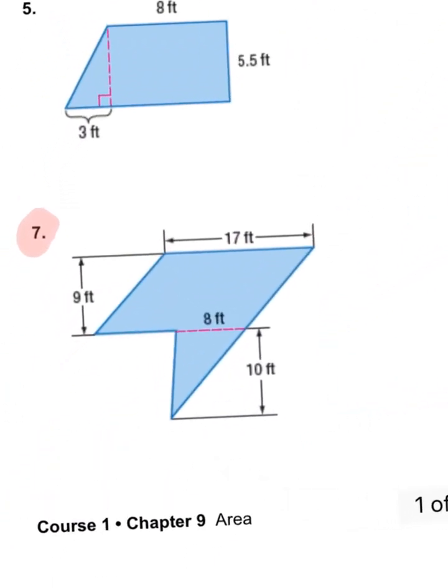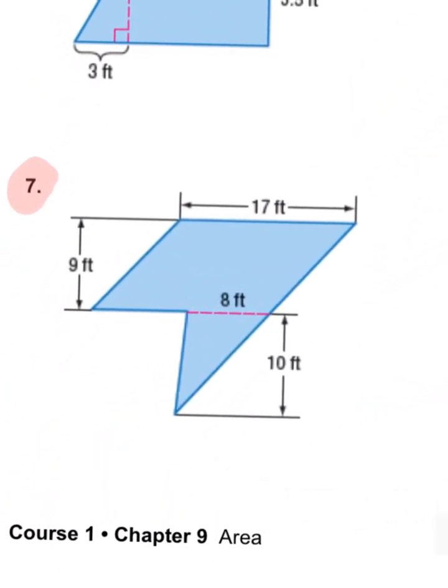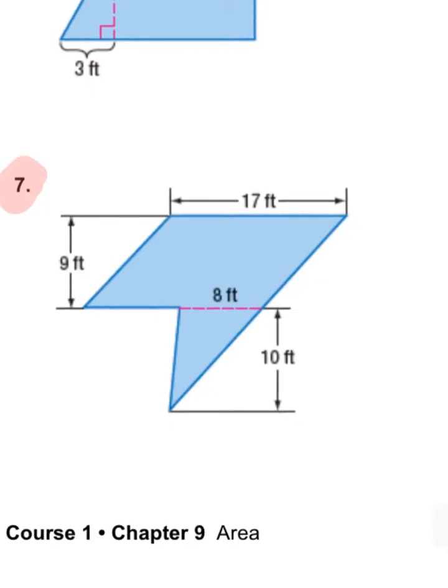Let's go down to number 7. This one looks a little fun, but I guess it's not too bad. So first, if I split it right at this red line here, I seem to have a triangle.